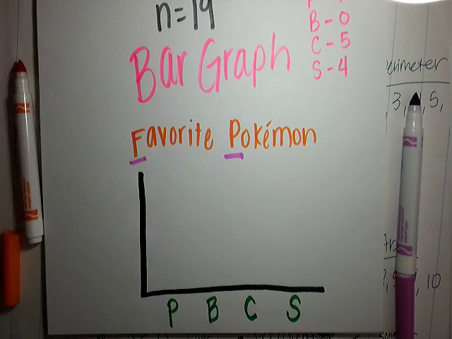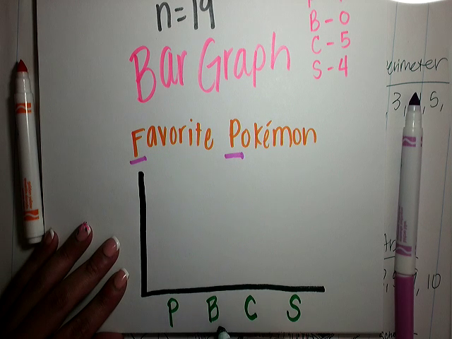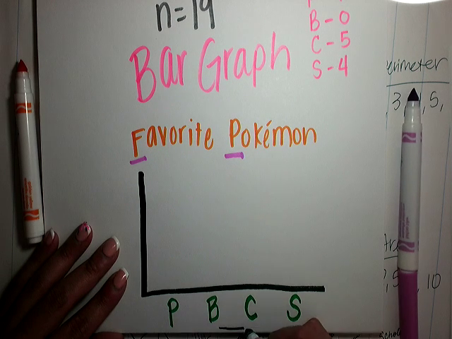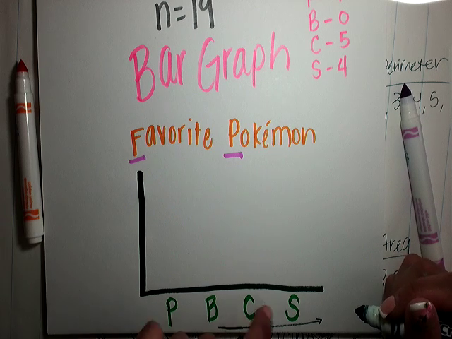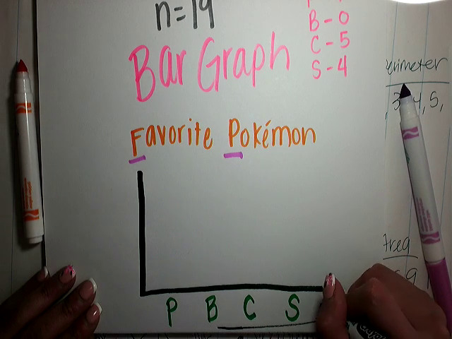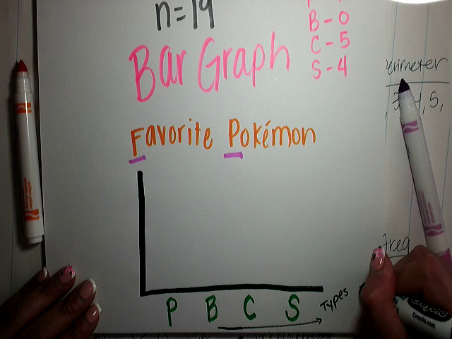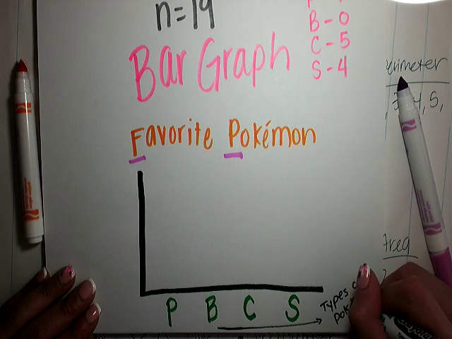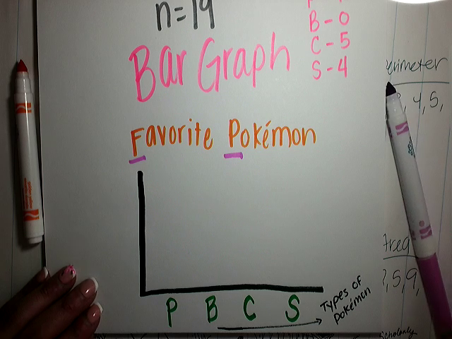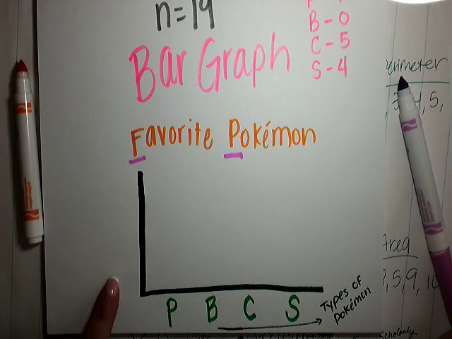Then I need to think about my scale. So this needs a title too. So these right here, the title for here would go here normally, but I'm going to write it on the side, so I'm going to draw an arrow. The title for this would be the different kinds of Pokemon. So I would put types of Pokemon. Okay, and then this is telling me how many.